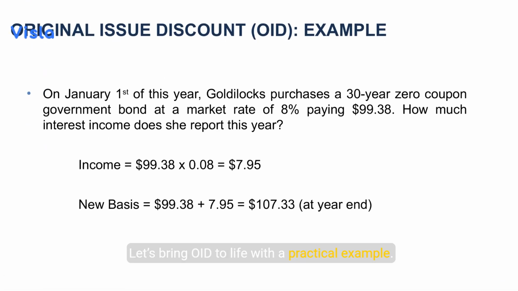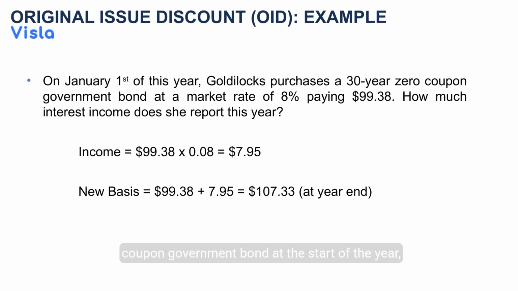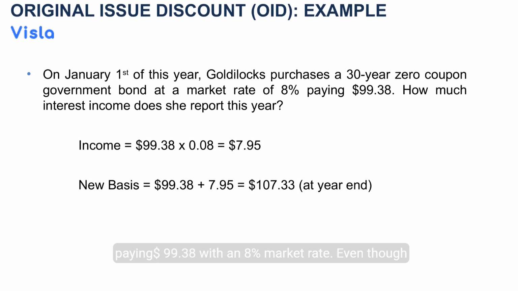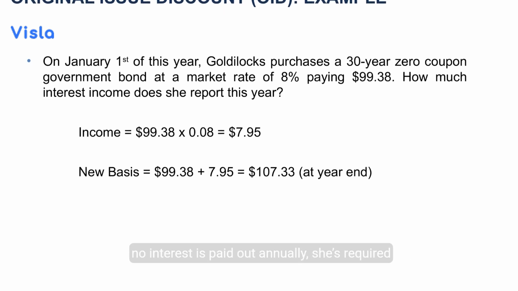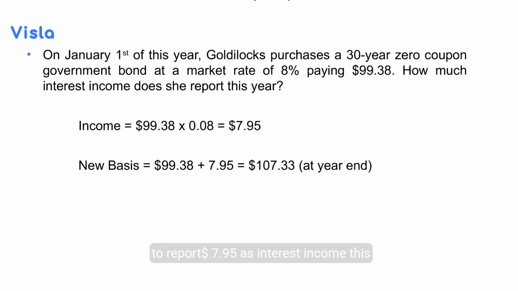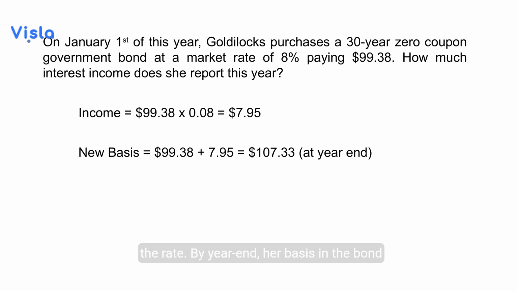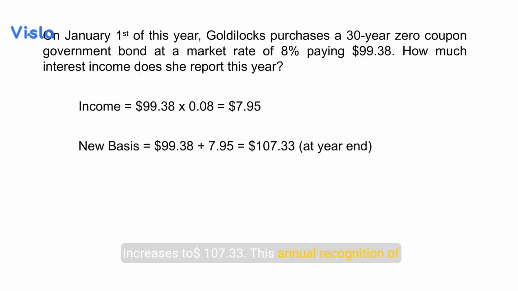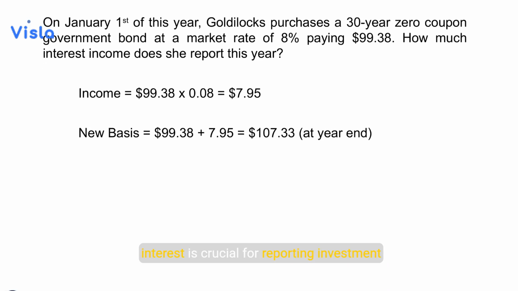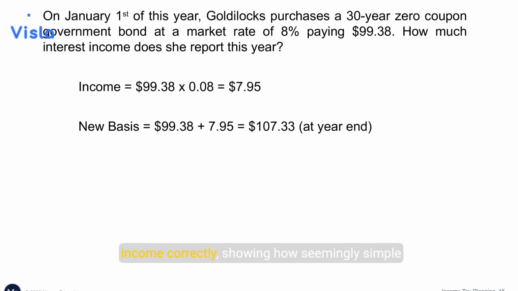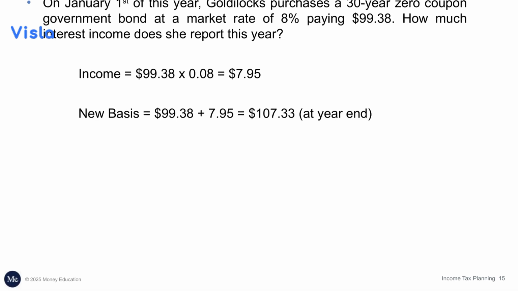Let's bring OID to life with a practical example. Imagine Goldilocks purchases a 30-year zero-coupon government bond at the start of the year, paying $99.38 with an 8% market rate. Even though no interest is paid out annually, she's required to report $7.95 as interest income this year, calculated by multiplying her investment by the rate. By year end, her basis in the bond increases to $107.33. This annual recognition of interest is crucial for reporting investment income correctly, showing how seemingly simple investments can impact your taxable income year after year.